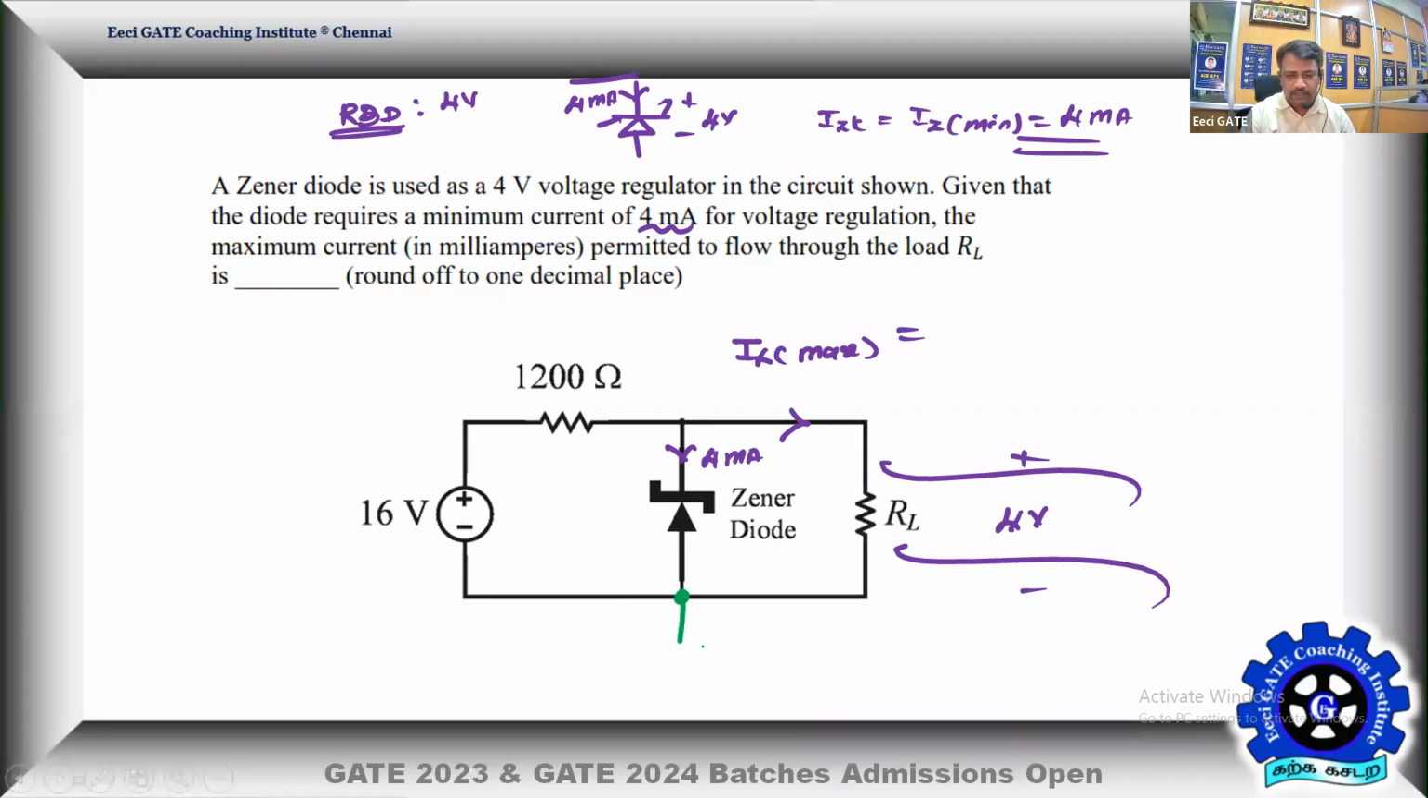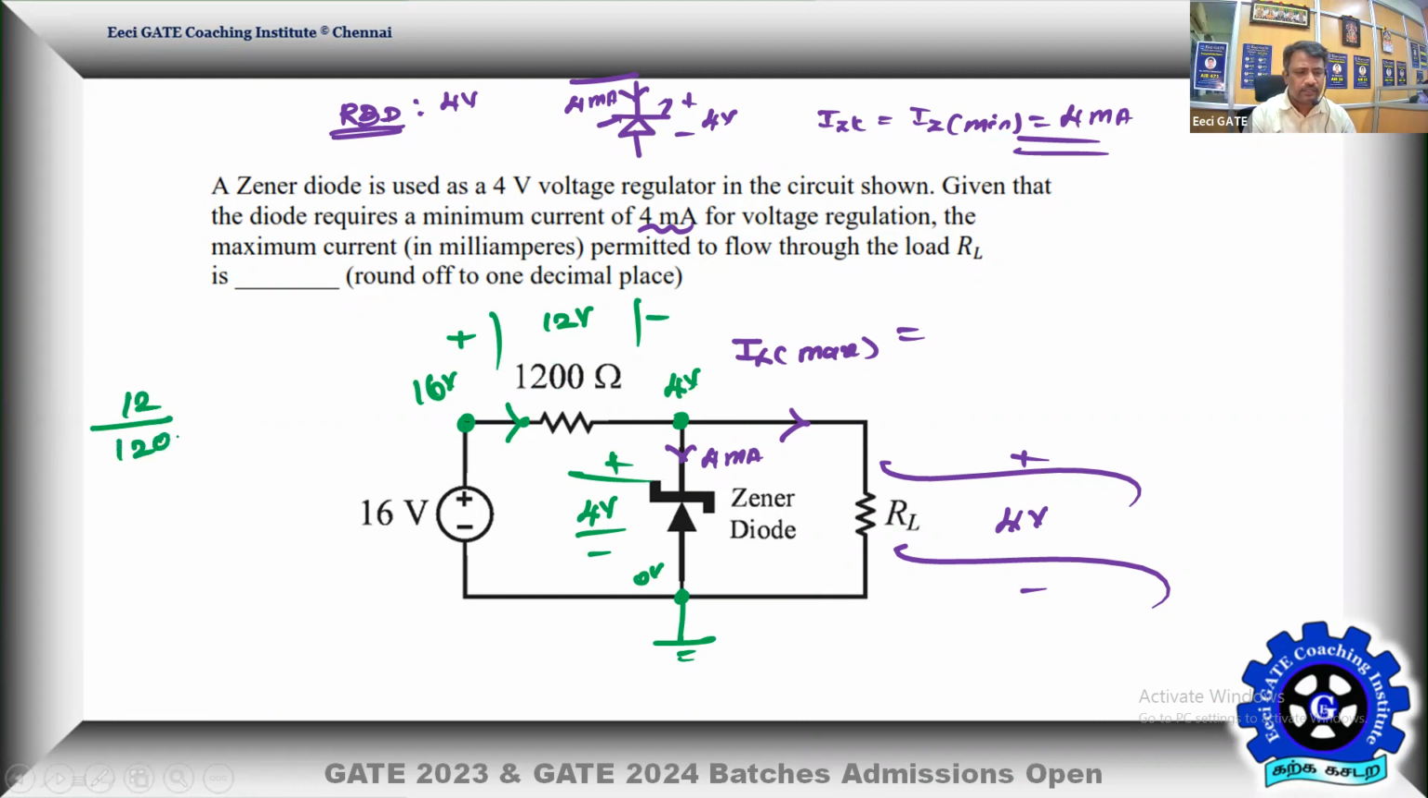So we can assume the bottom reference is 0. Therefore, this point potential is going to be 16 volt. And assuming Zener in breakdown, because it has to maintain a 4 volt drop across the load, the top potential is going to be 4 volt. Then the drop across 1200 ohm, since 16 is higher and 4 is lower, is 16 minus 4, which is a 12 volt drop. 12 volt across this will make 12 by 1200, which is nothing but 1 by 100, so it is going to be 10 milliamps. So 10 milliamps current is what the current limiting resistor supplies to the circuit.